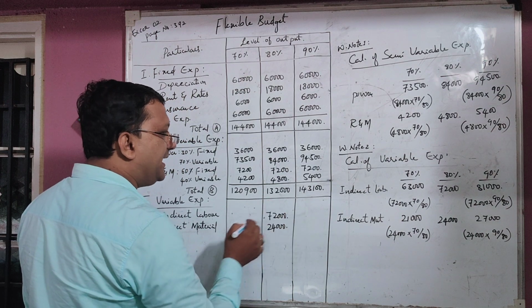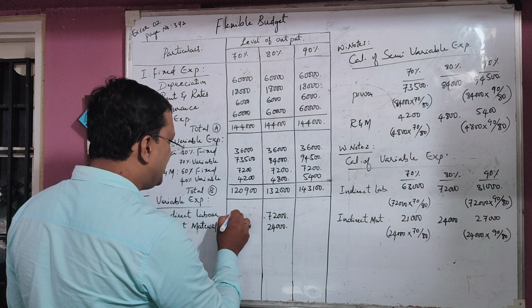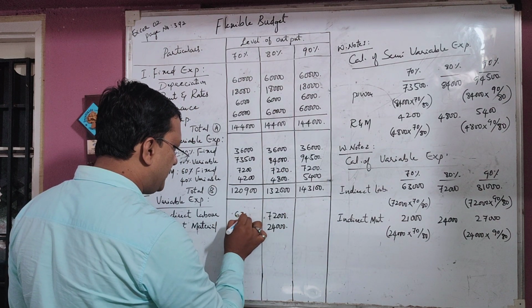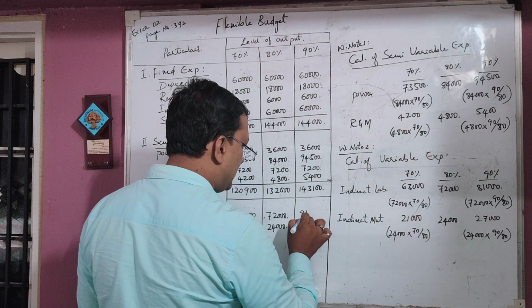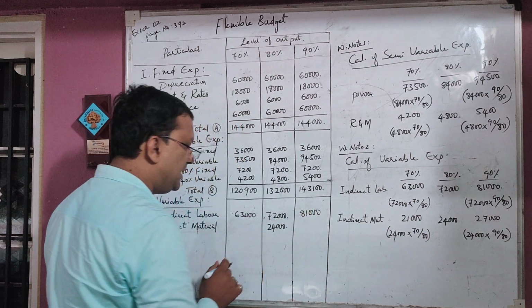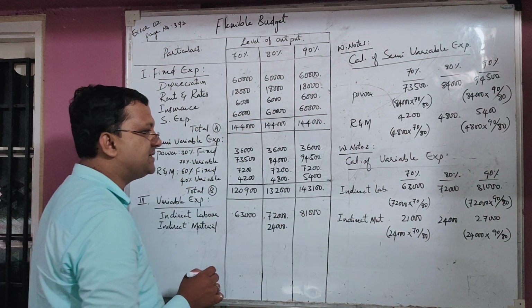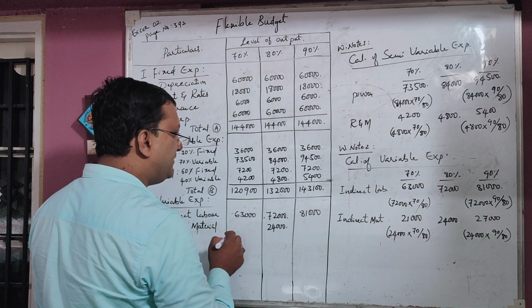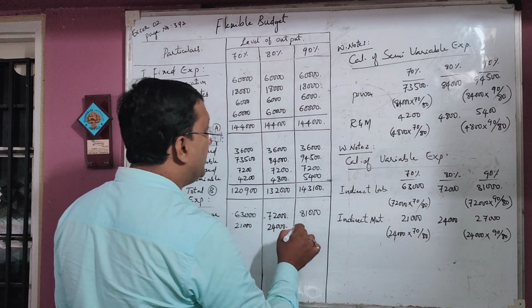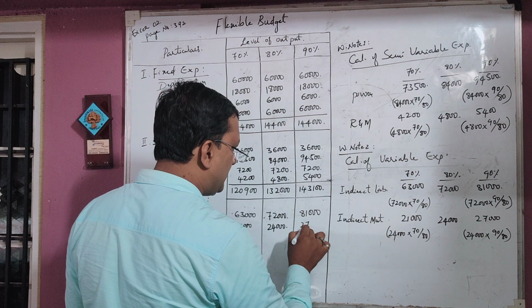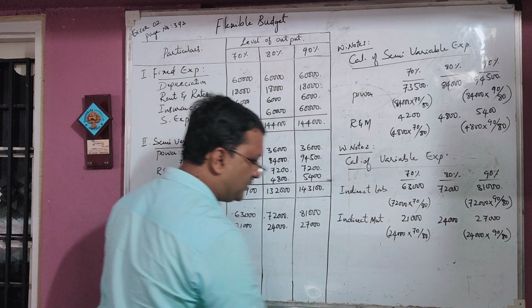Then first, indirect labor: for 70% it is 63,000, for 90% it is 81,000. Next, 24,000 rupees, the second expenditure: for 70% it is 21,000, for 90% it is 27,000.